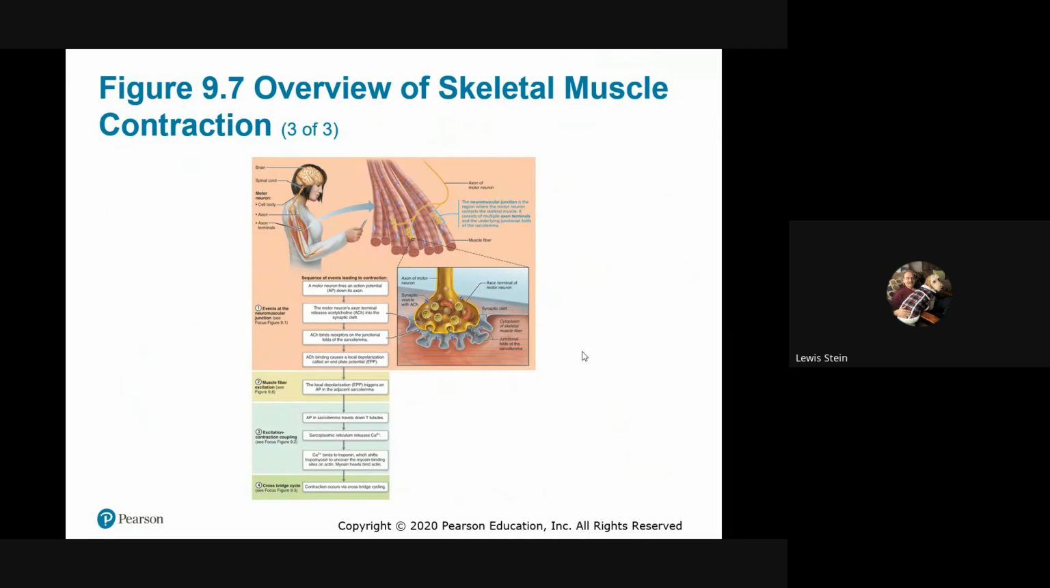Binds to the receptors on the junctional fold of the sarcolemma. I pointed that out with the sarcolemma. The binding causes local depolarization. They're called end plate potentials. Your muscles are always getting signals, your body is always releasing them. It's something we call muscle tone.